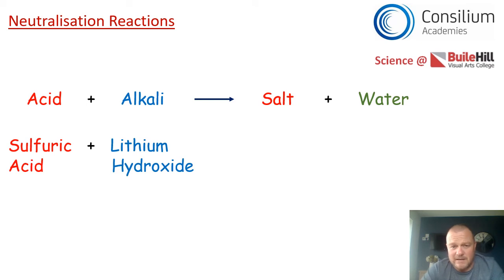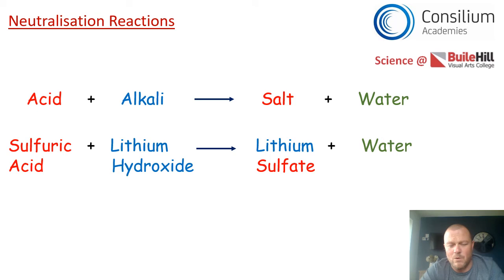If we had sulfuric acid and we had an alkali called lithium hydroxide, we know we're going to make water, but what would the name of the salt be? Well, it's dead simple. It's a little bit like last week. The first name of the salt comes from the metal in the alkali. So the metal in the alkali on this occasion will always be the first name. It would be lithium. And really, then, it's just the same rule as last week. Sulfuric acid would become sulfate. So I've got lithium and I've got sulfate. So the name of the salt would be lithium sulfate. And I would have water as well.